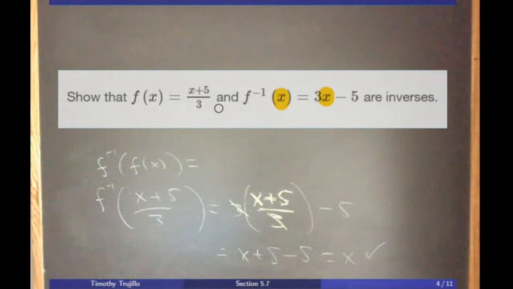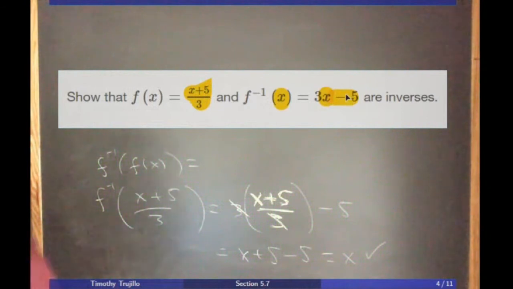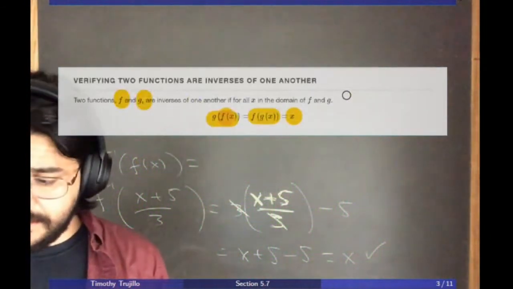Okay, so that's just a reminder here of how we check two functions are inverses of each other, we compose them, and we expect to get back x. In order to do this, you have to do some simplification, though, okay? Again, that's just back in the definition.